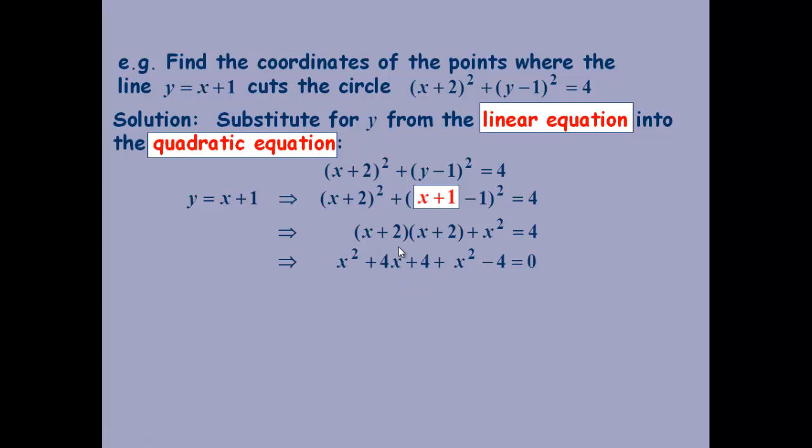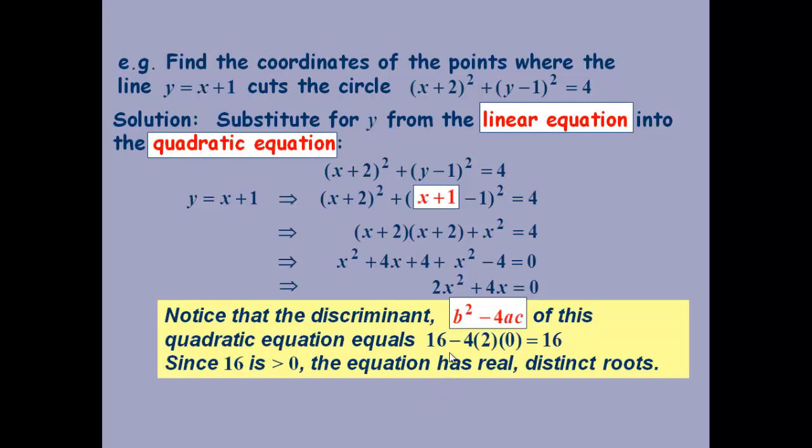If we then expand out this bracket, we get x squared plus 2x plus another 2x plus 4, which gives us x squared plus 4x plus 4, then plus x squared. And then if we subtract 4 from both sides, we get -4 on the left-hand side, and it leaves us with 0 on the right. Tidy this bit up. We get 2 lots of x squared plus 4x. Plus 4 and -4 cancel.